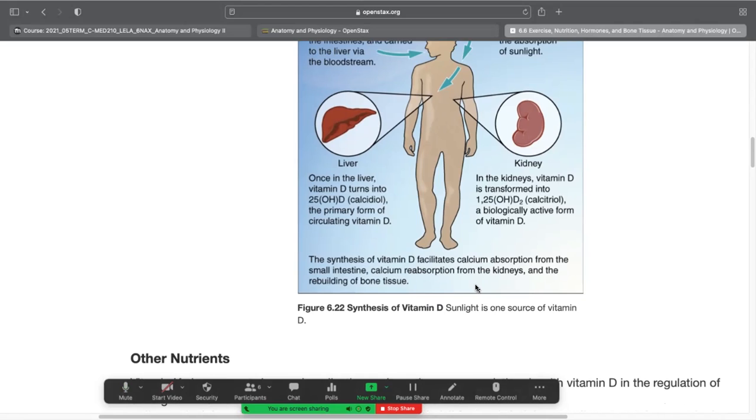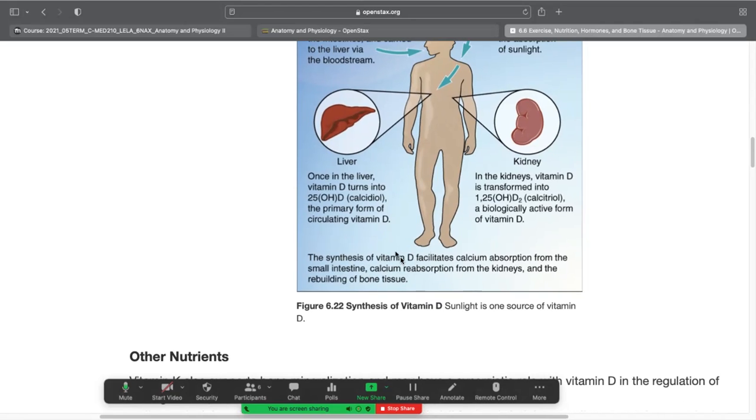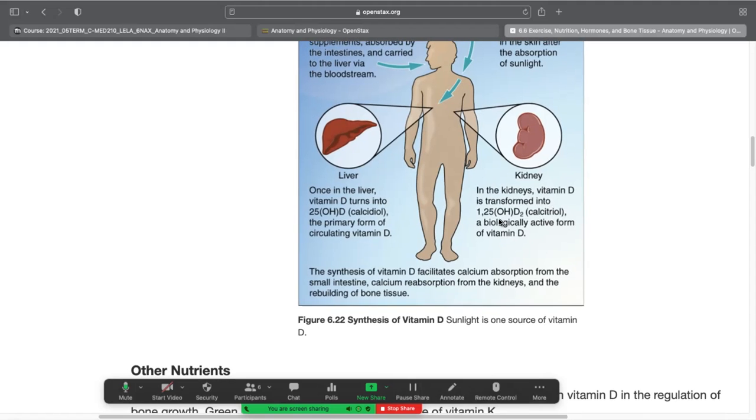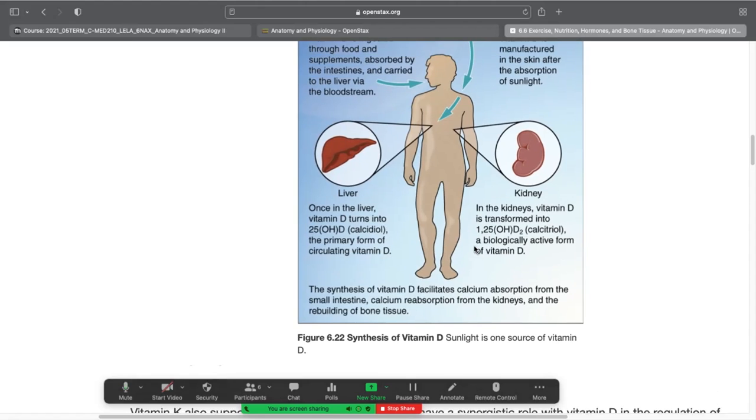So it's one of those things, you need vitamin D, right? And who else is involved? Of course, your liver, which is a major metabolic organ, and also your kidneys, right? Which messes with the hormone calcitriol to make the active biological vitamin form of vitamin D.